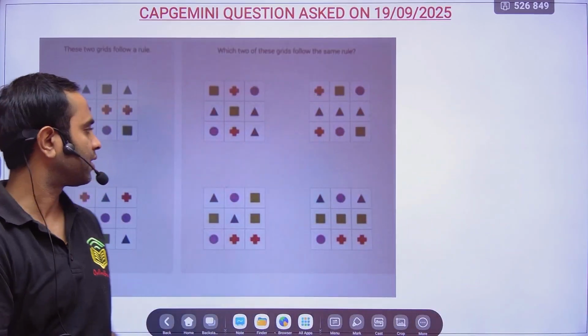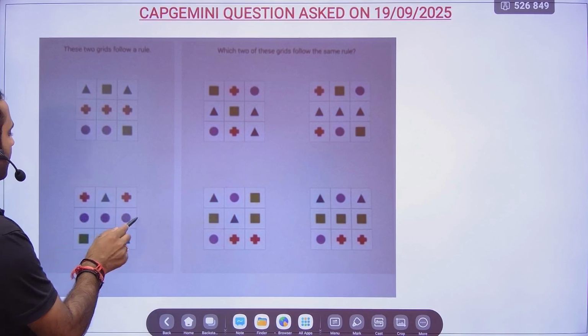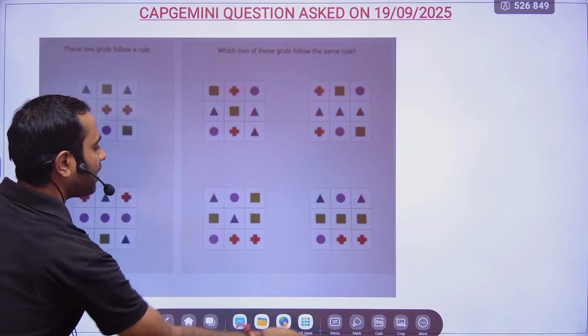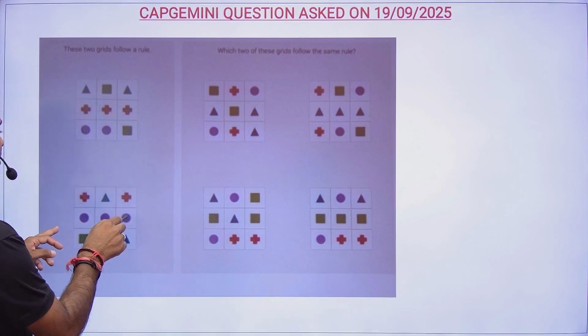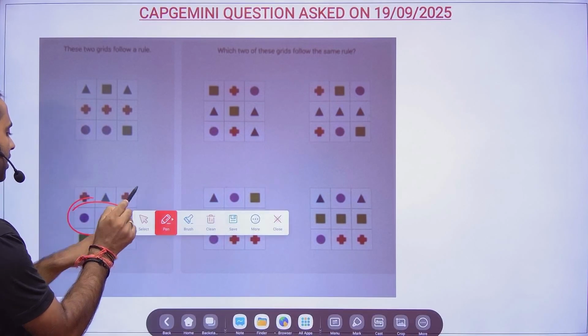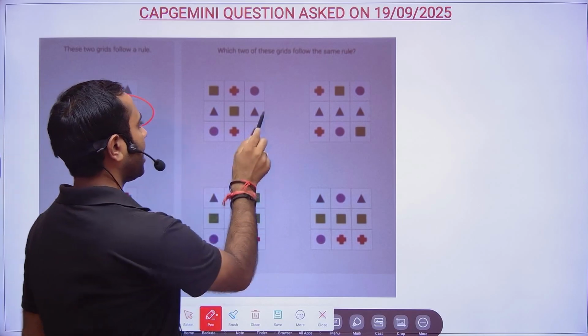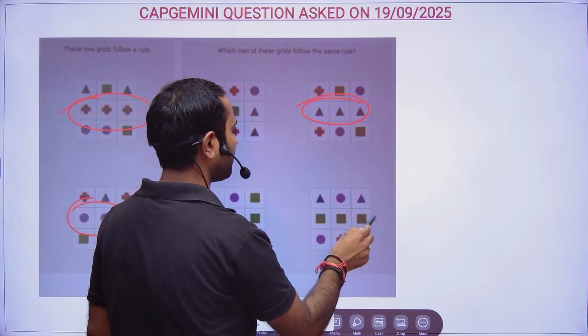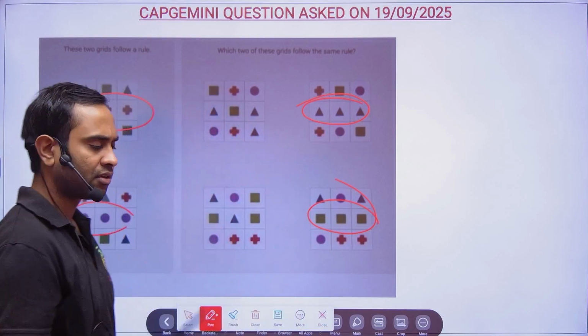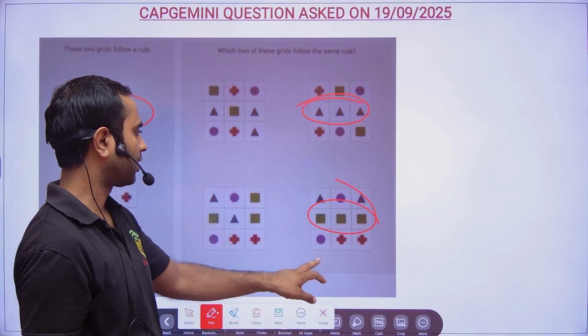Don't worry about it. Then here, if you see, the middle one is the same. Here in the middle you have all triangles and circles. Here in the middle you have all plus, right? Now you see here all triangles are the same and here all plus are the same. That's all. Done. Clear? Okay.